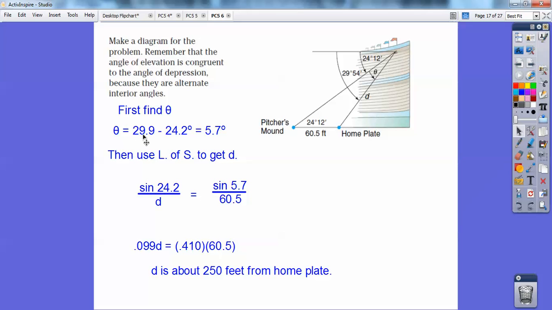So that's where I got this 29.9 right there. And I took 12 and divided it by 60, and I got 0.2. So that's where I got the 24.2 right there. And that's where I got the 5.7 right there. And I set it all up.